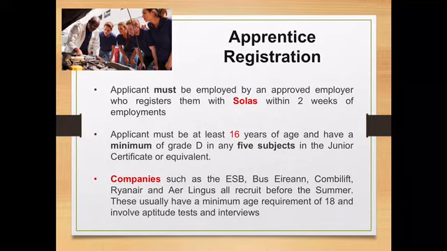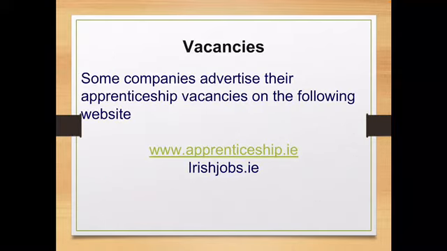Applicants must be at least 16 years of age and have a minimum of grade D in any 5 subjects in their junior cert or equivalent. And companies such as ESB, Ryanair, Bus Éireann, Aer Lingus all recruit before the summer, and they have a minimum age requirement of 18 years and involve aptitude tests and interviews. Also, please note, Tara Mines will also be recruiting during the summer, and these advertisements can be found in the local paper like the Meath Chronicle. Some companies will advertise their apprenticeship vacancies on the following websites, which are apprenticeship.ie and irishjobs.ie.